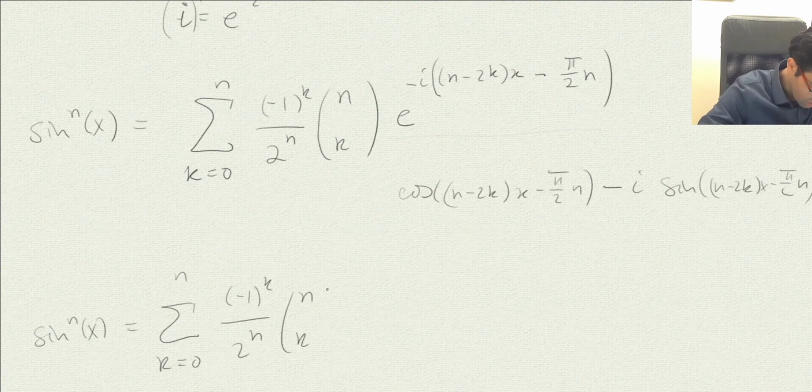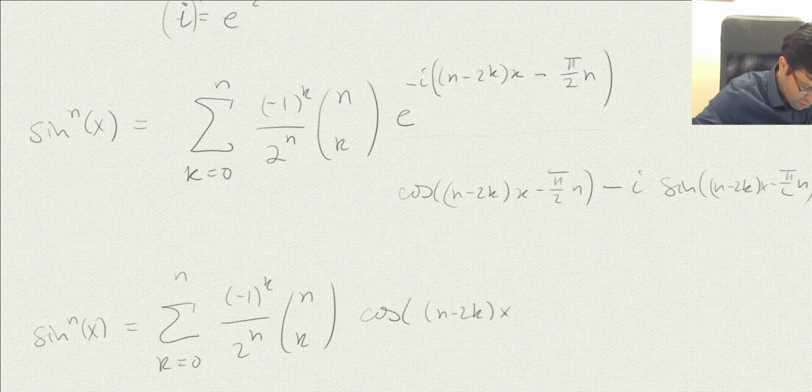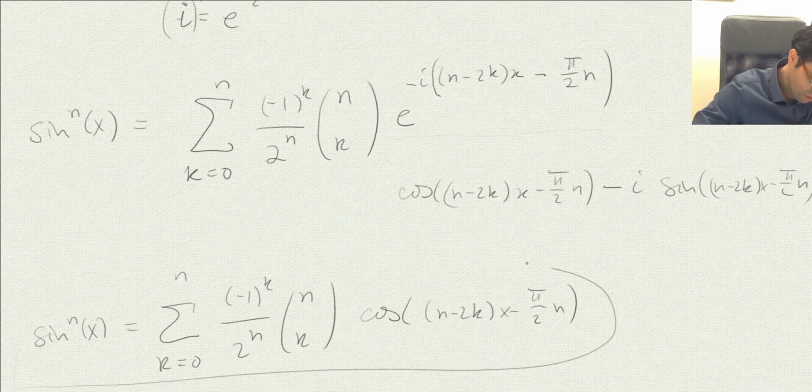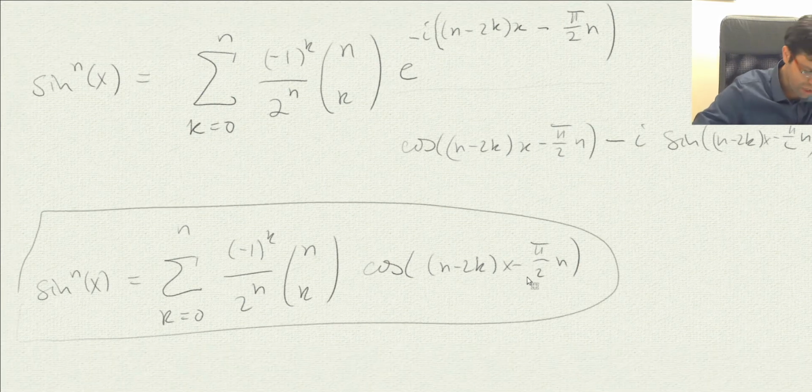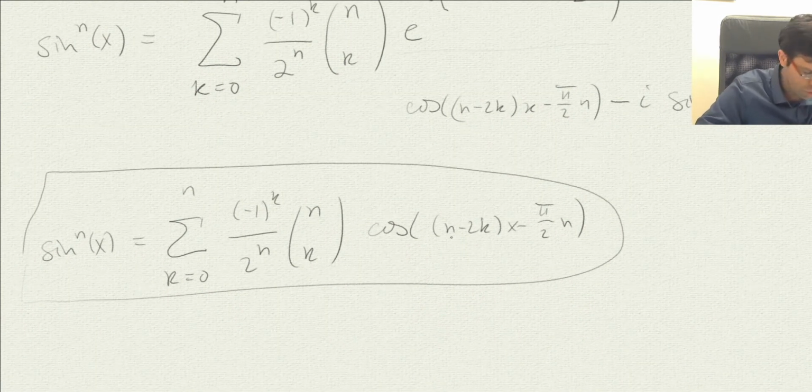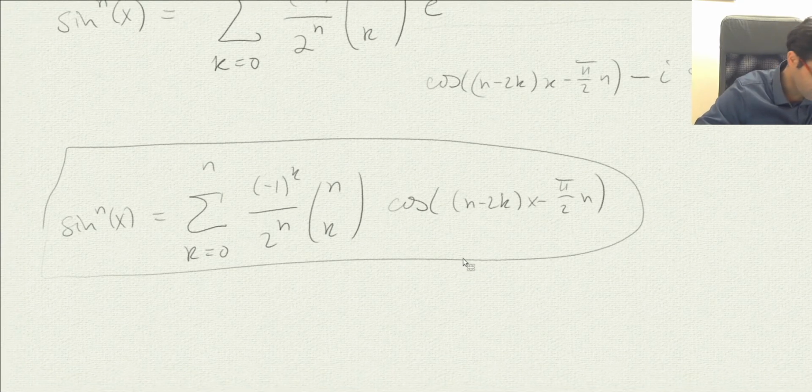here we're going to have n choose k, and here it's going to be the cosine of (n minus 2k)x minus pi half n. This is it. This is the identity, and so we'll see, for n even and odd, how this turns into a sine series or a cosine series.